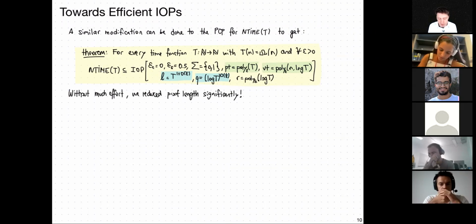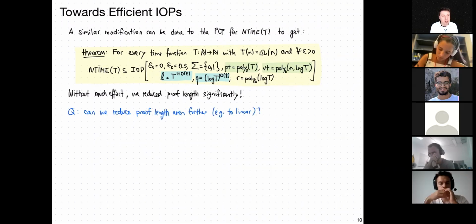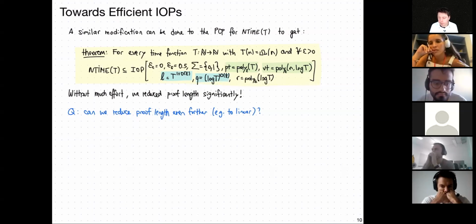So one can reduce proof length, and if you pay attention, you can reduce the prover time as well. But the question here is, okay, fine, that's t to the 1 plus epsilon. Can we reduce the proof length even further? For example, to linear, order of t?